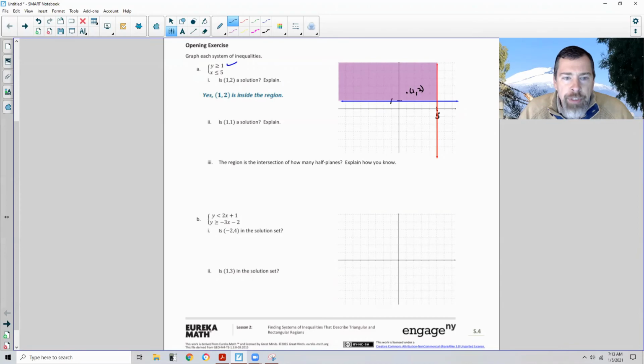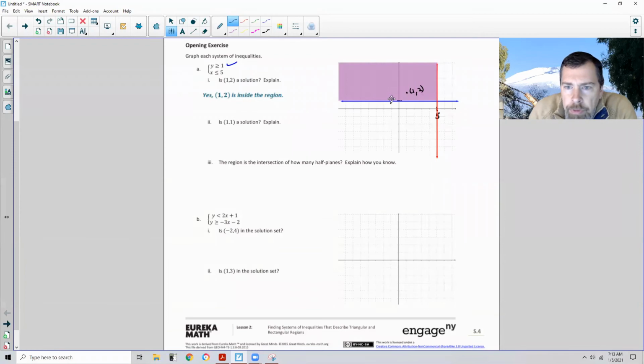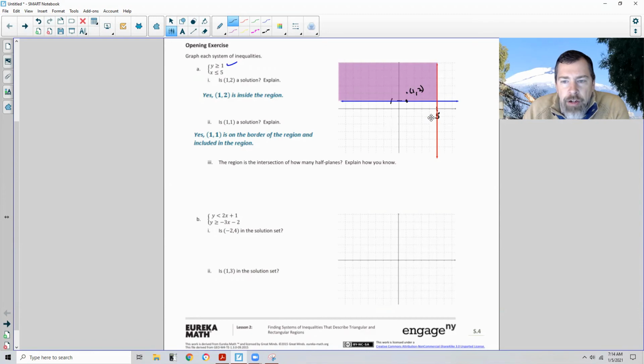So part 2 says, is (1, 1) a solution? Okay, so (1, 1) is a point which is right here. I am less than 5. I'm not greater than 1, but I'm equal to 1. So it says greater than or equal. So the answer to that is also yes. Yes, (1, 1) is on the border of the region and included in the region. So it's left of 5 and on 1. Since there's an equal sign, the answer is yes.